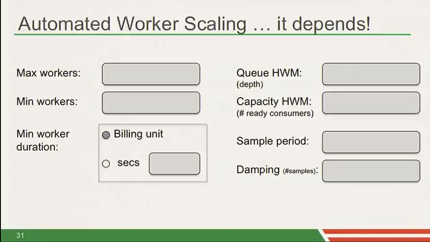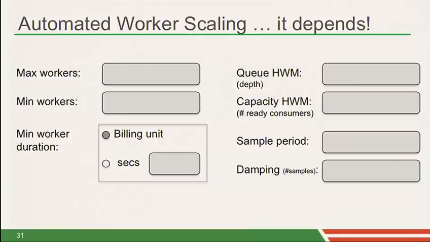Queue high watermark, that seems fairly obvious. If my queue starts to build up beyond a certain depth, I probably need more workers. It initially seems intuitive to have a queue low watermark and say if it drops below that, I can get rid of workers. But remember, our perfectly tuned system has no messages in the queue and they keep coming through. So low watermark isn't actually very useful.